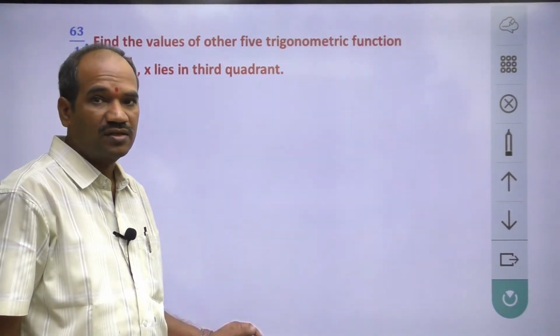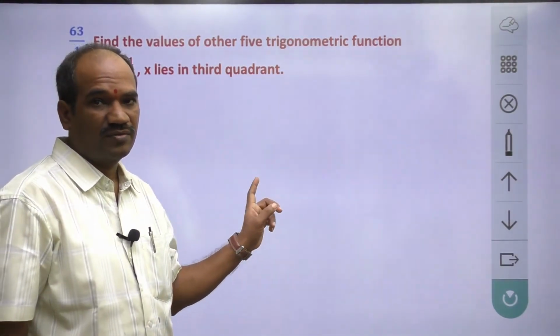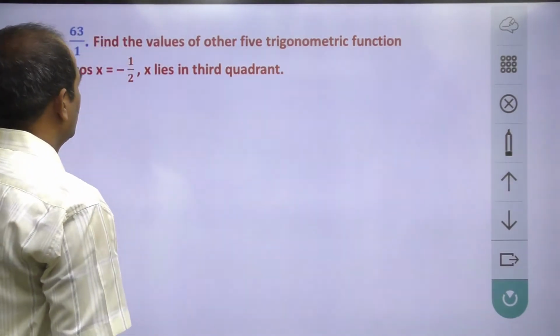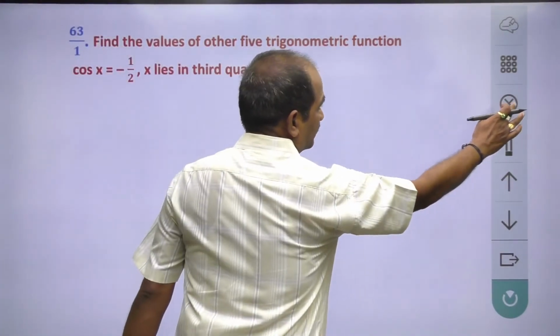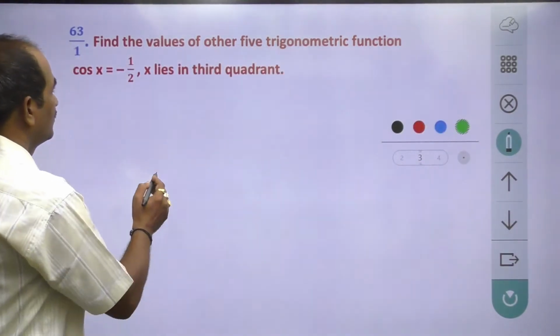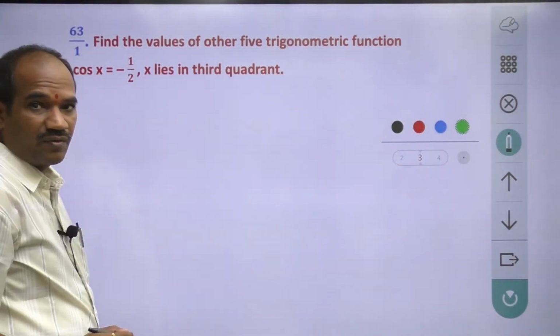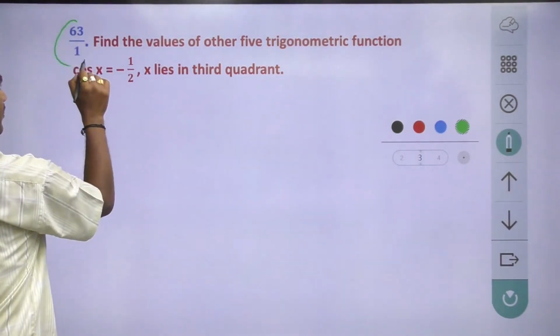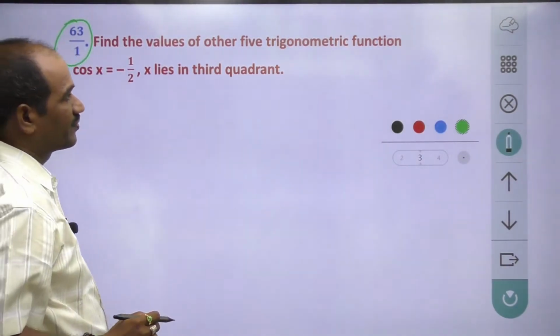See here in this next question, also the same model. Okay, see here one more time, listen. See here in this question, page number 63 by 1.